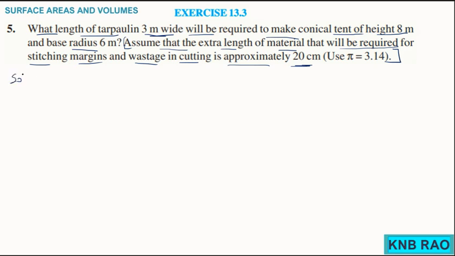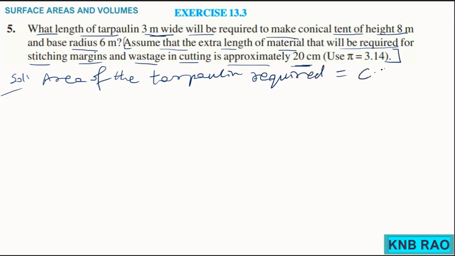Okay. Area of the tarpaulin required. It is CSA only. Why? Because a tent is always open at the bottom. Only the curved surface area is covered. With the formula, you know, pi r L.